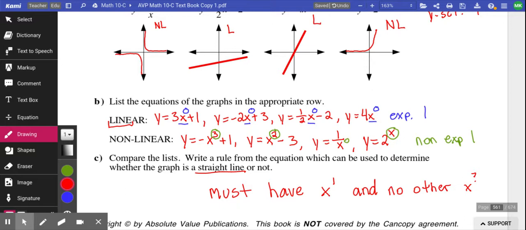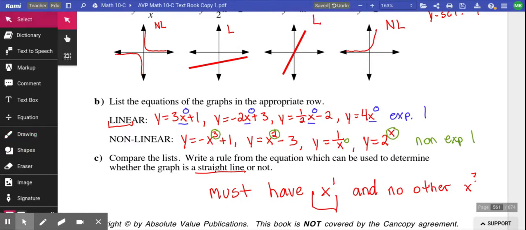To make a linear equation, you need to have an x to the power of 1, and you can't have anything crazy after that. So you can't have x to the power of 3, you can't have x squared, you can't have x in the denominator, you can't have negative exponents, you can't have x as the exponent. The only thing that makes a straight line for us is when you have x to the power of 1 and nothing else for your x variable. Cool.